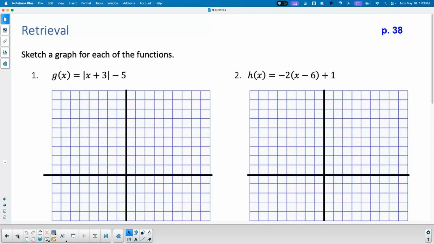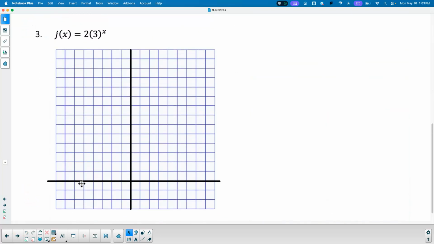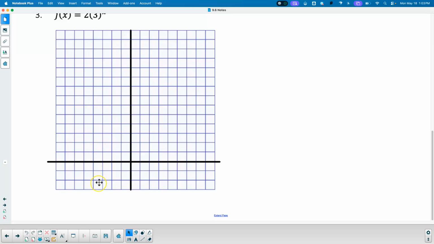On page 38, you've got 3 graphs. What I would like you to do first is draw your axes middle-ish on all 3 of those graphs, just to make it easier on you. On number 3, draw the horizontal one a little bit lower. Then I would like you to graph those 3 functions, please. I'll give you a couple of minutes to do that.